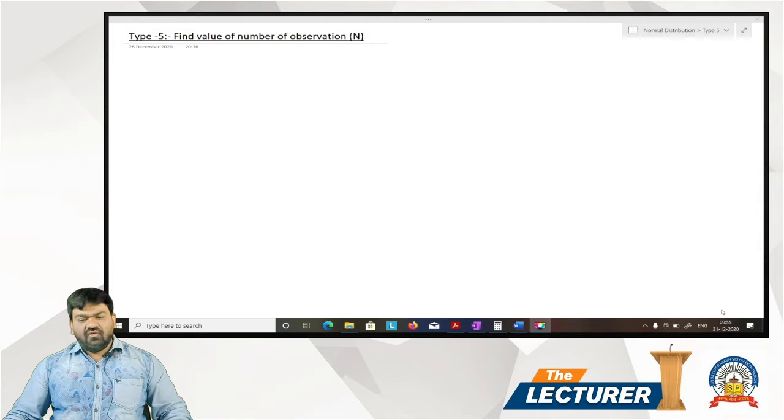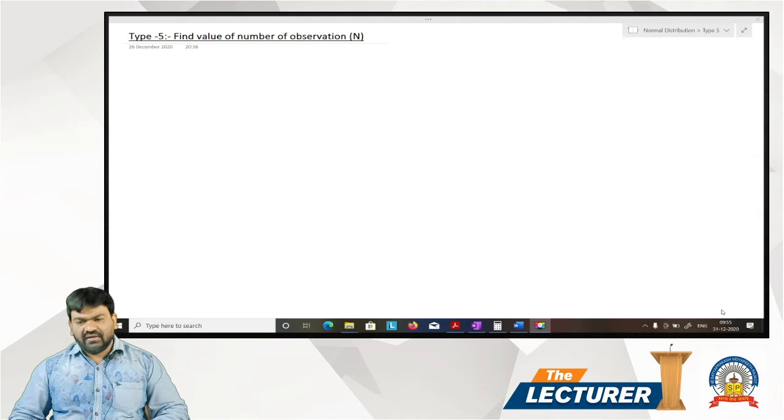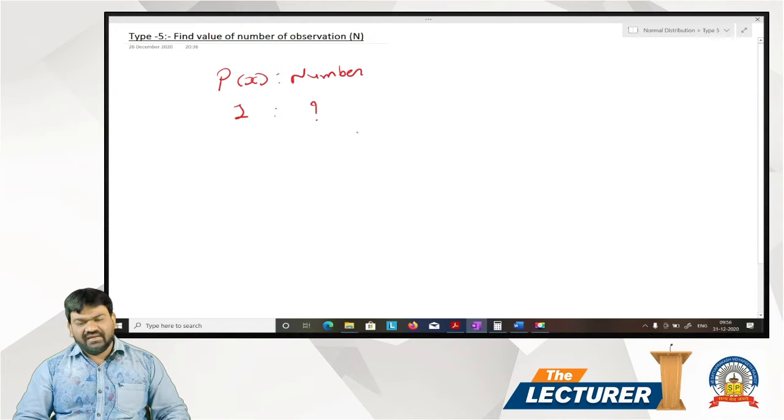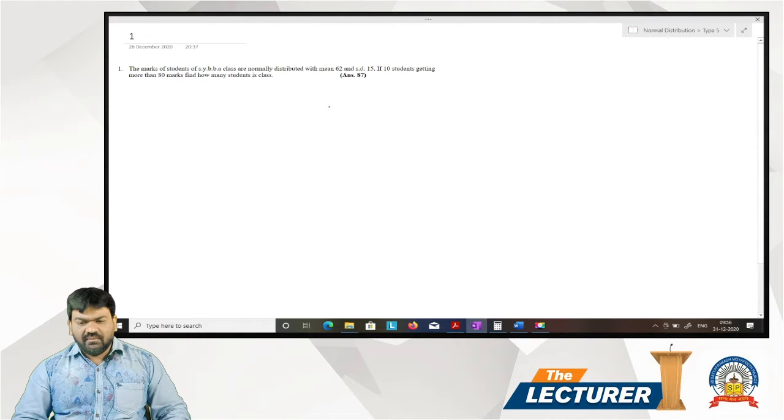Now type 5: find the value of number of observations, that is capital N. First of all, how to find capital N? So we have to put the chain rule. If capital N probability is equal to P of X is equal to number, P of X colon number, then total probability is always equal to how much? 1.